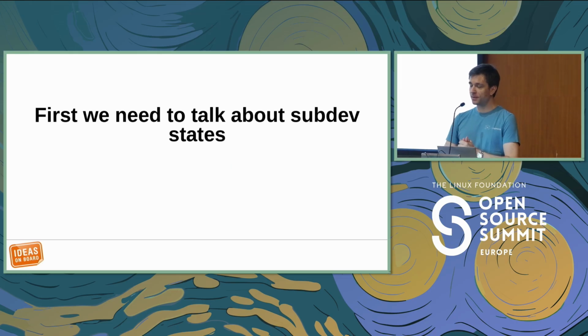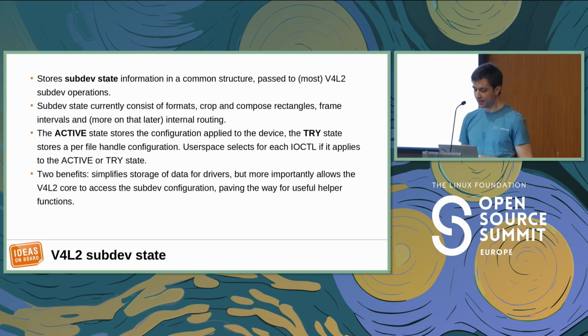Okay. So to get there, we'll first need to talk about what we call subdev states. That's also a concept that is relatively old. And in a nutshell, a subdev state is information storage about a subdev, so one of the green blocks you saw in the graph. It stores the configuration of that subdev, the format of the data that goes through the links, the resolutions, that kind of information.